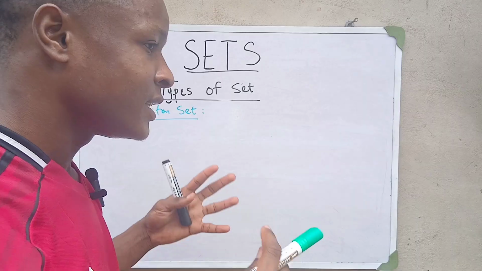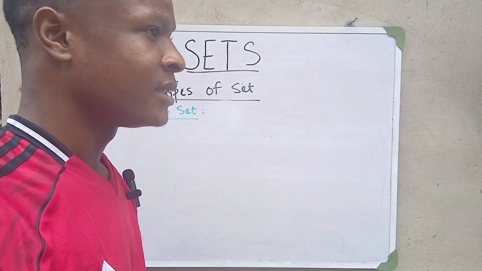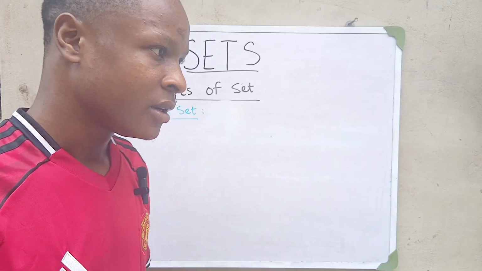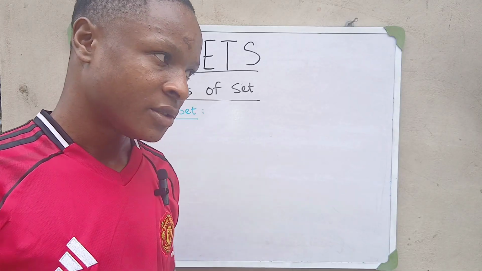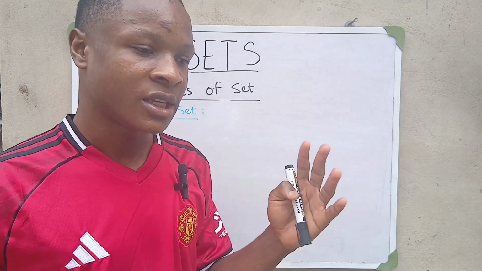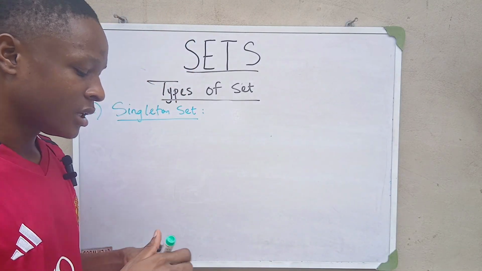So a singleton set is a set that has only one element. Let's say the set of presidents of Nigeria. We have only one president of Nigeria, so it's a singleton set because it has only one element. So that's what a singleton set is.